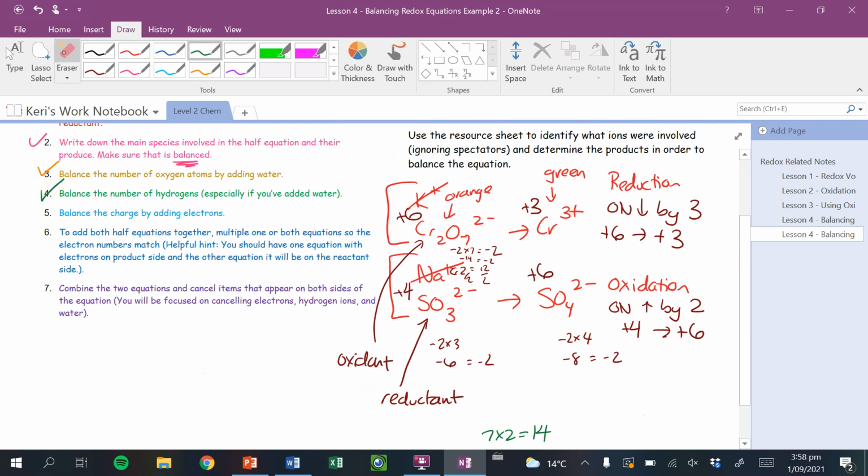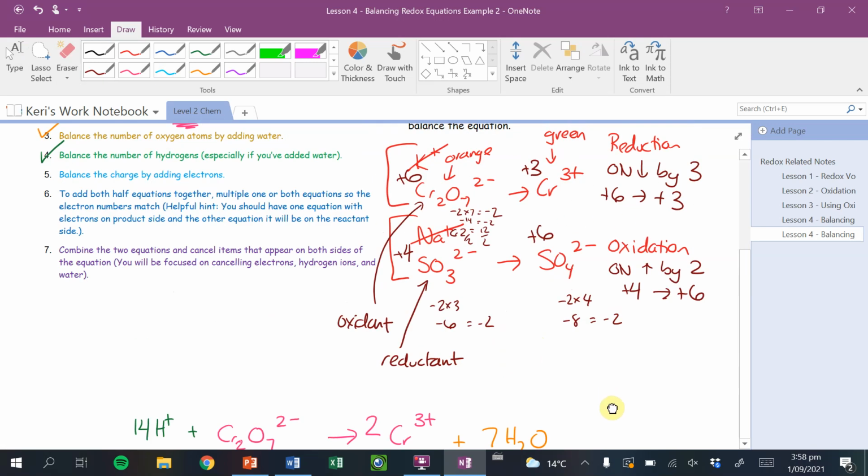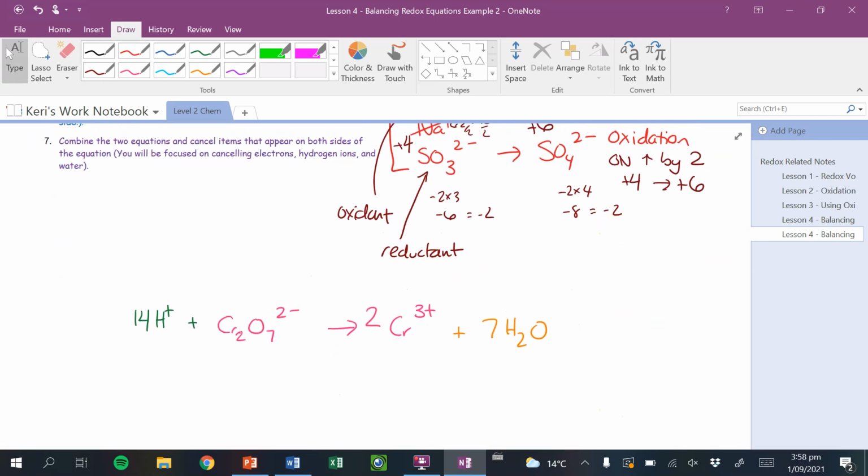Cool, done. I'm just erasing things so you guys can see things a little better as I'm processing them. All right, last step then is I need to add electrons by checking those charges. So that's +14. Let me just do that. 14 plus, in this case, -2.